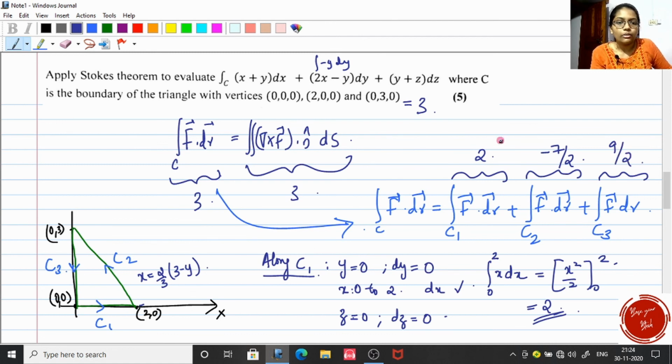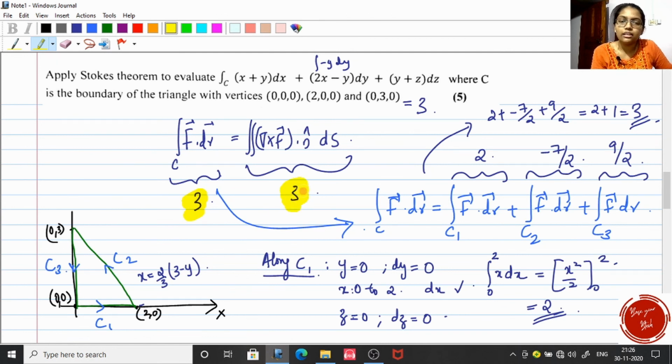Now, while adding, we get integral over C of f dot dr is 2 plus negative 7 by 2 plus 9 by 2, equal to 2 plus 9 minus 7, 2 by 2. The answer is 3. Thus, Stokes theorem is verified. For this particular question, we got 3 as the answer by doing separately the line integral as well as the double integral side. So hence Stokes theorem is proved.